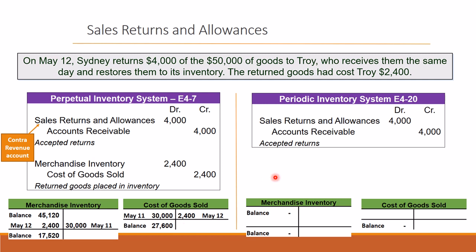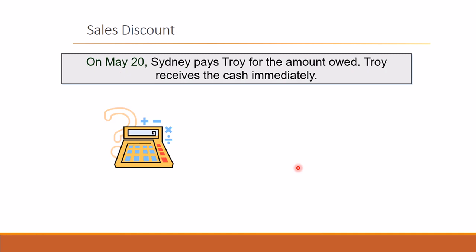So very similar to what we did on the sales side, on the return side for Troy on the periodic inventory system, we only record the revenue effect of the first entry. We don't show the cost effect of the second entry because we're not showing inventory coming in and out of the system on a transaction by transaction basis. So what happens when Troy receives Sydney's payment on May the 20th?